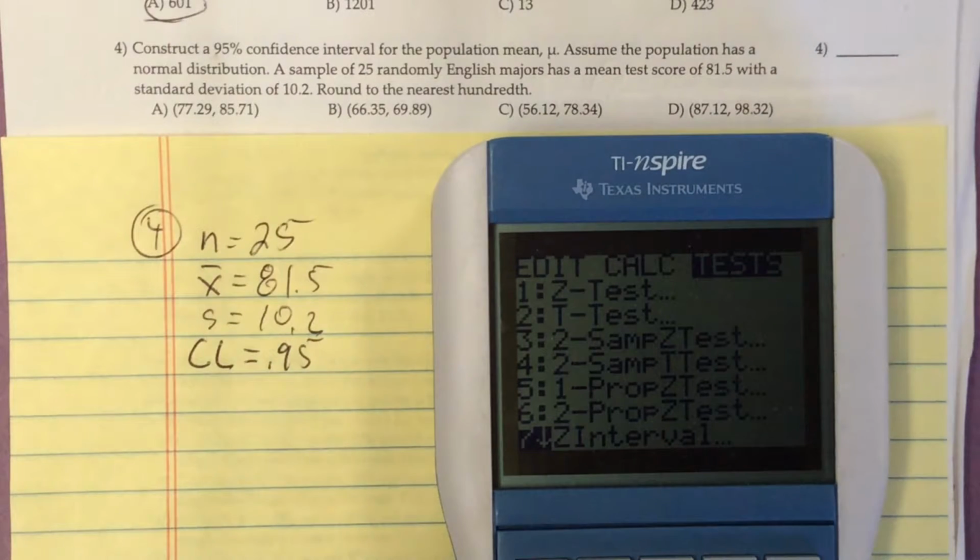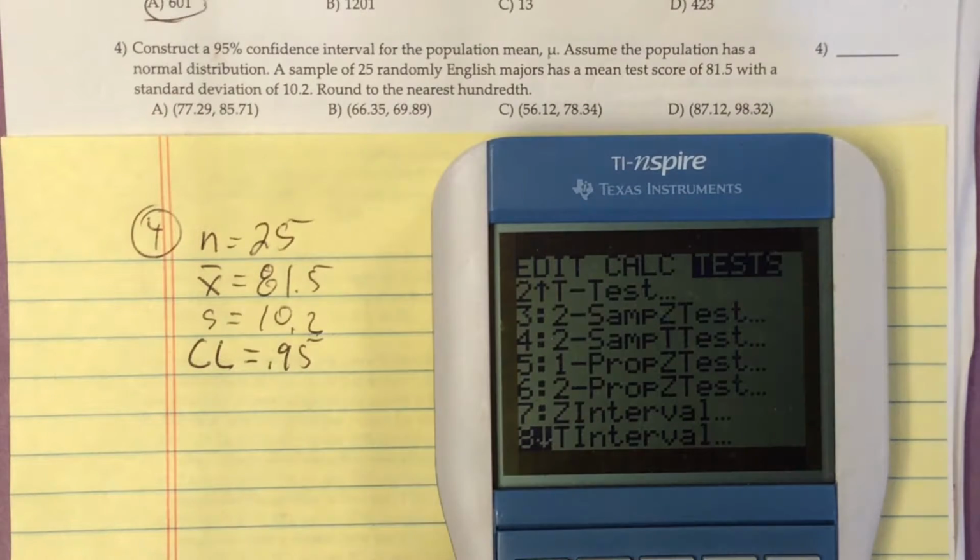You're going to hear me say this a lot. If you're not provided with a population standard deviation, then you have to use what's called a t-interval, because this is going to rely on what's called a student t distribution, which is usually what's used in these circumstances.